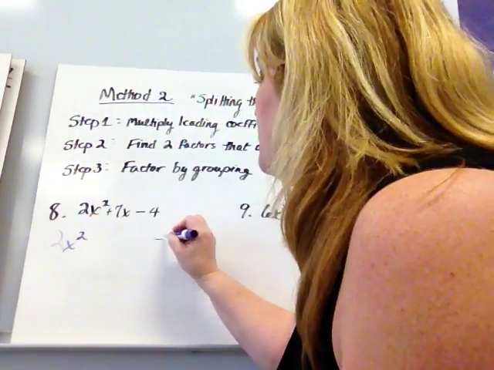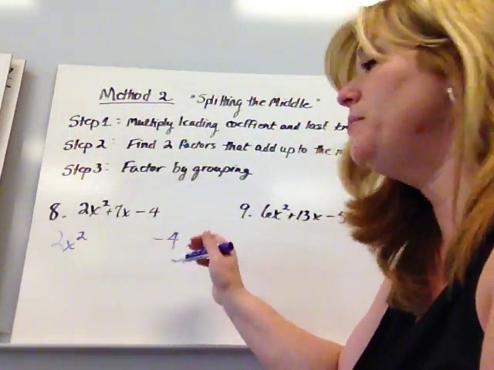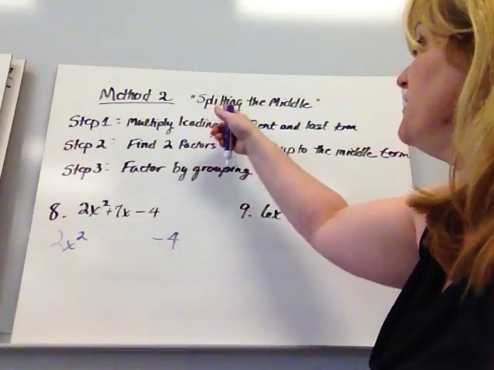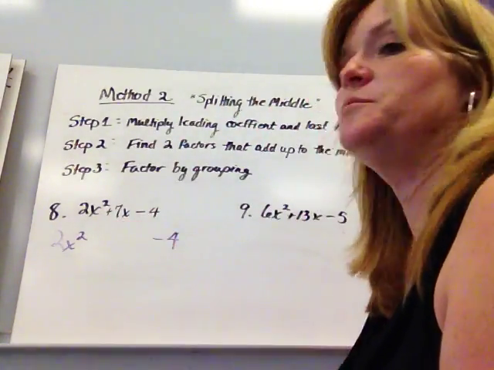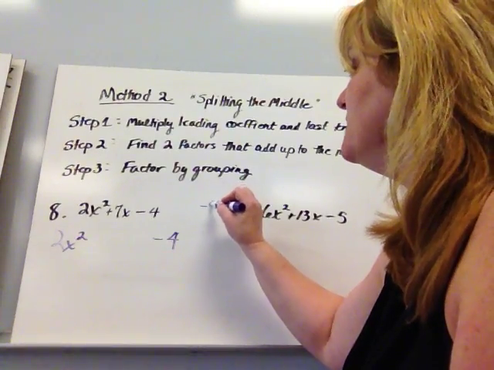We're going to put our last term down and put our factors down and circle all about. So I've got to find factors. Now this is called splitting the middle because you're really going to split the middle. But I have to find factors of a negative 8 this time.